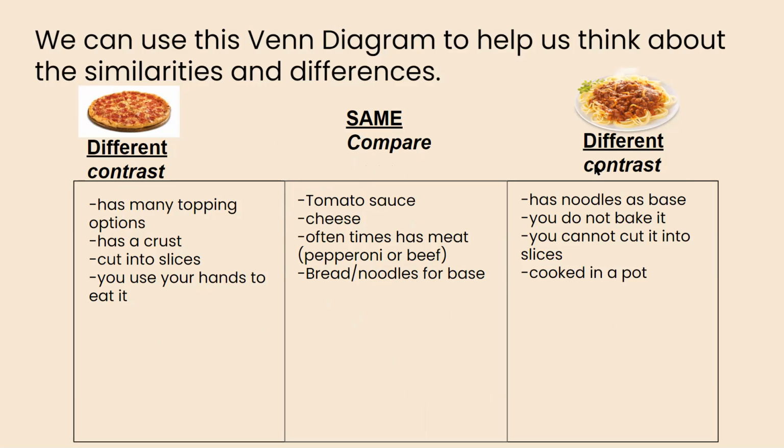You might have noticed that when I was describing spaghetti, I said you do not bake it. The only reason that I said that was because I was contrasting it to pizza. I was finding something that was different. Normally, if I was describing spaghetti, I wouldn't talk about what I don't do. I would talk about what I do. So down here, I said cooked in a pot.